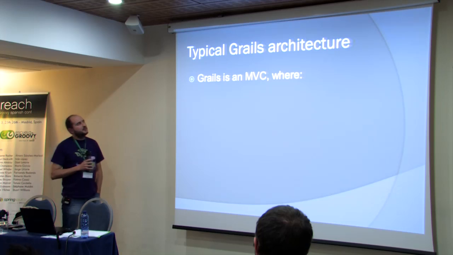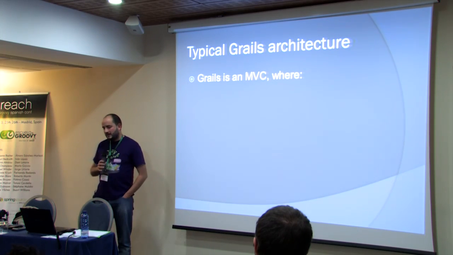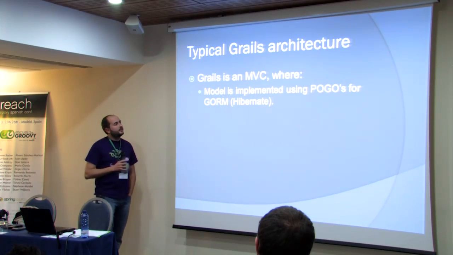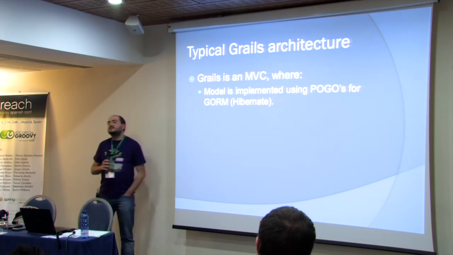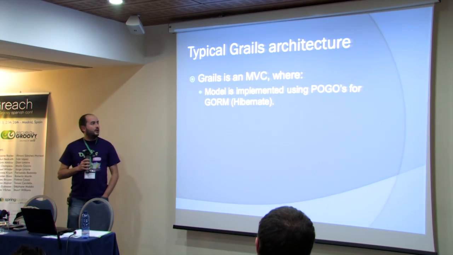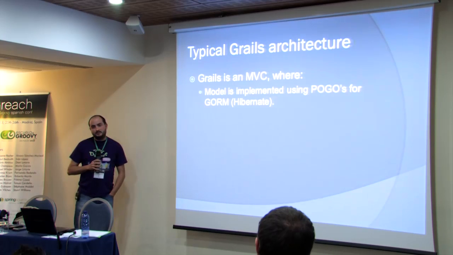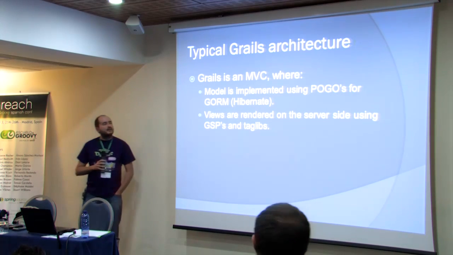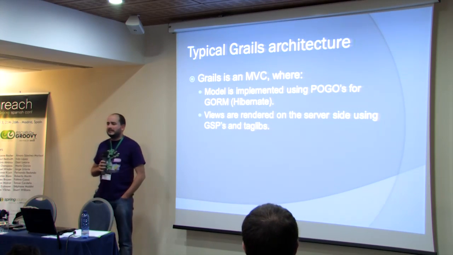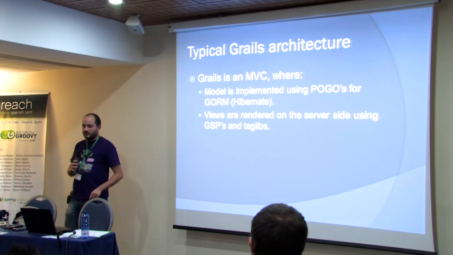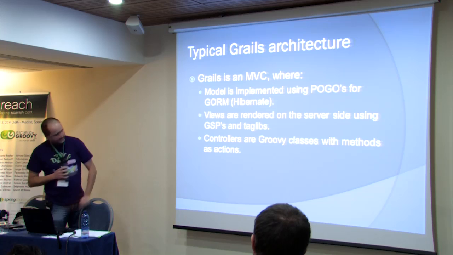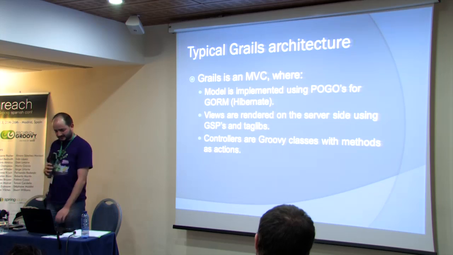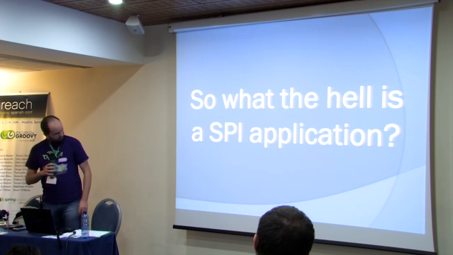So basically, Grails is an MVC framework where, as you may already know, the model is implemented with POGOs, which is basically GORM or Hibernate. Views are done using GSPs, taglibs, and the whole set of stuff you have with Grails in the view. And controllers are simply Groovy classes with methods as actions.